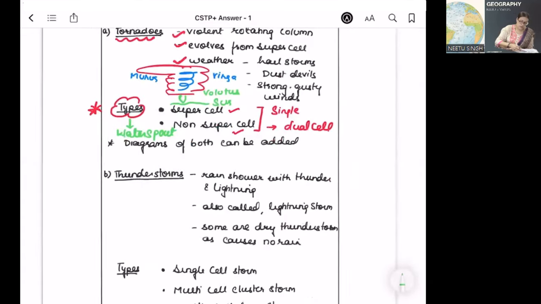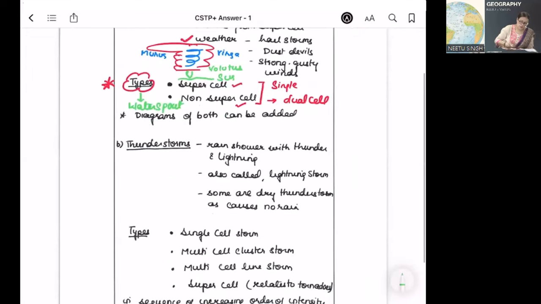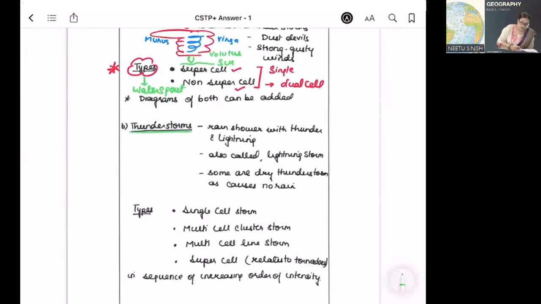And then I have gone to thunderstorm. In thunderstorm also, we are taking this. I think this will be a common thing for all of us to write: rain showers with thunder and lightning. If it is a 20 marker question, do explain the mechanism of thunder and lightning. Again, a very important and interesting thing that you can apply. Of late, lightning has evolved as a very challenging natural hazard. So you can think about that.